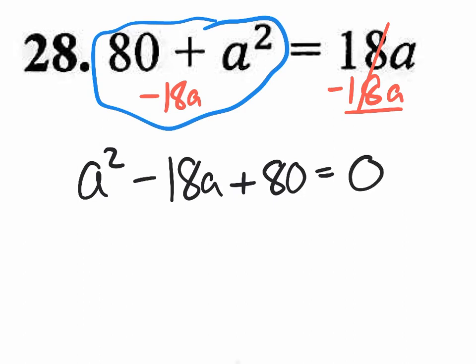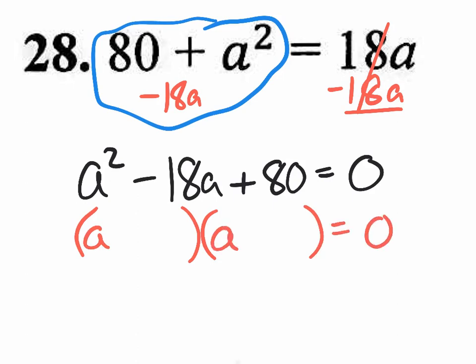It is still equal to 0, so I'm going to factor using the shortcut, put an a right here and an a right there. What times what is 80 that if I combine together is negative 18? 8 times 10. Now, that'll give you a positive 18. So you know it's not 8 times 10, it's negative 8 times negative 10, right? Negative 8 times negative 10 is positive 80. And if you combine negative 8 and negative 10 together, it does give you the negative 18 for the B. So we know we factored it correctly.